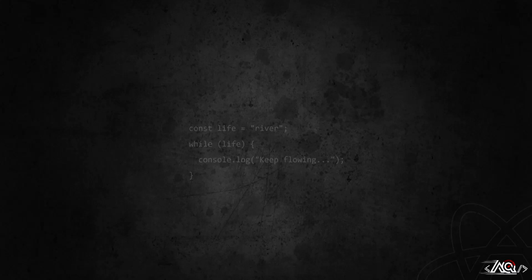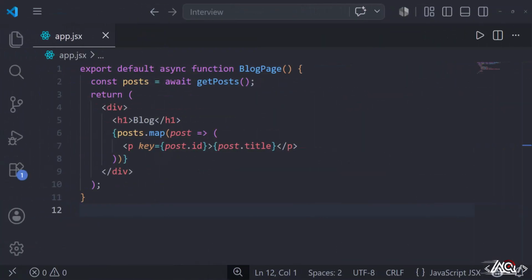Let's imagine we have a blog website. During the build process, Next.js generates the HTML for this page. After deployment, users simply receive the pre-built HTML. No additional rendering is required.